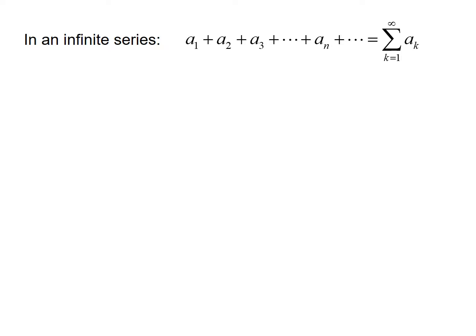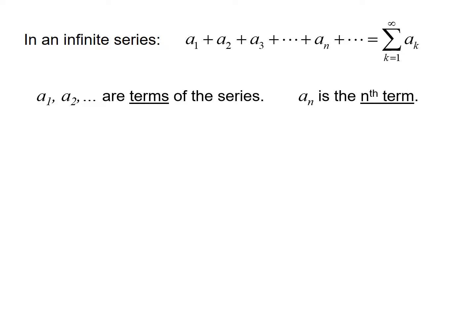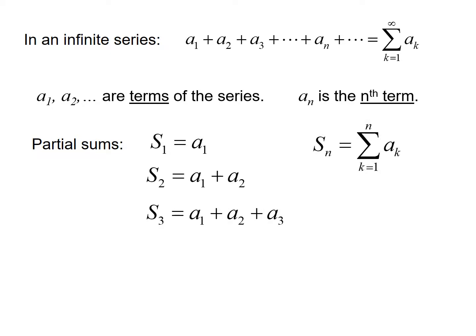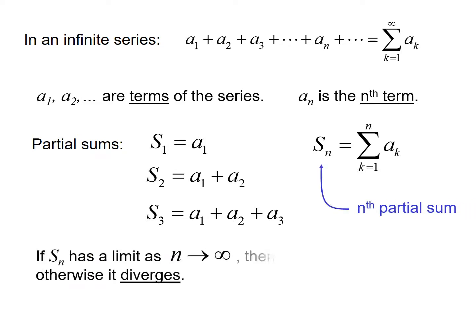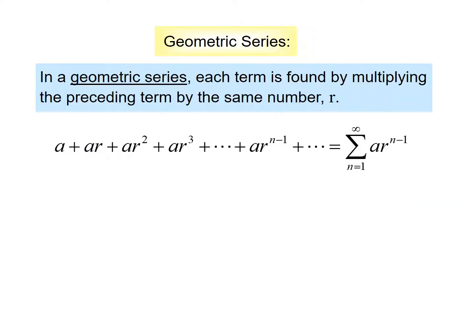Okay, here's a general form of an infinite series. The terms are a sub 1, a sub 2, and so on. A sub n is the nth term. And we can look at partial sums, so adding up the first term, the first 2 terms, the first 3 terms, or the first n terms. And if we take the limit as n approaches infinity, the series converges if that goes to a single number, otherwise it diverges.